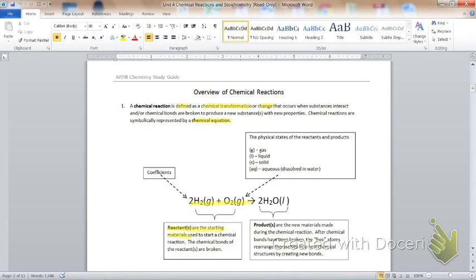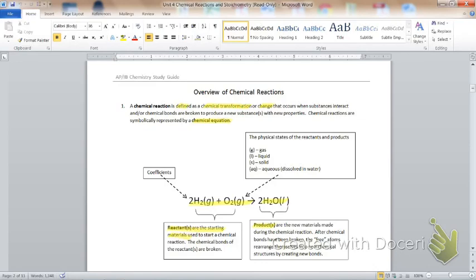We also place an arrow in the chemical equation, and that arrow just represents that we're going to make or produce something. So on the quiz, I'll probably ask you what the arrow represents. Again, the arrow represents to make or produce something. In this case, our reactants are going to make water, and water is known as a product in this reaction. The products are the new materials made during the chemical reaction.